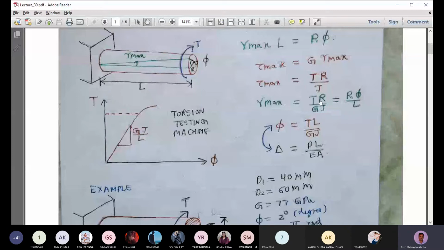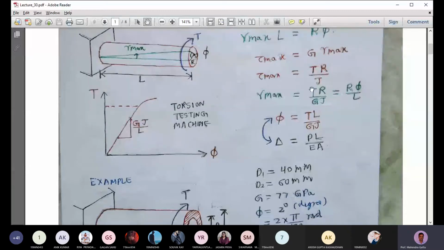So from this we can relate the applied torque with the angle of twist phi. We cancel out the r term, and then we send the L term to the left hand side. So we get the angle of twist phi is equal to applied torque times length of the shaft divided by G, where G is the shear modulus, times J, where J is the polar moment of inertia.